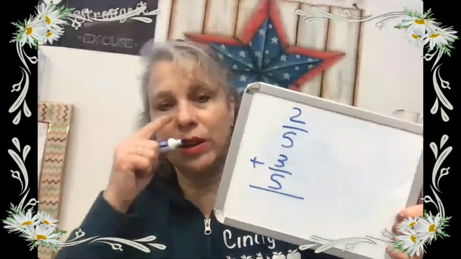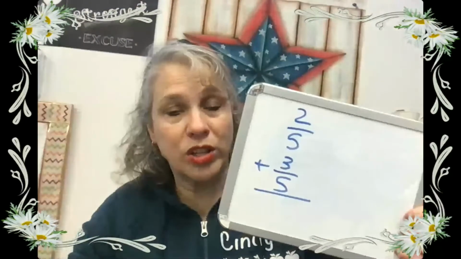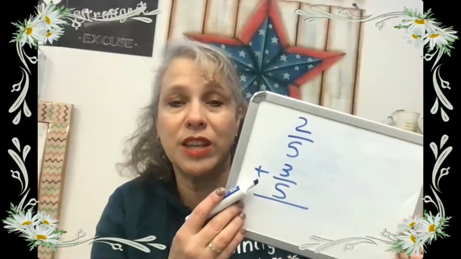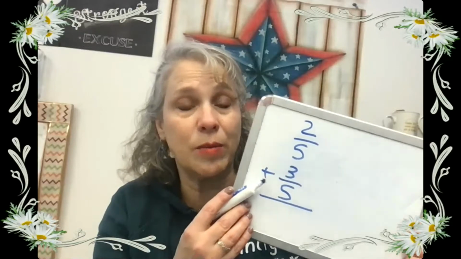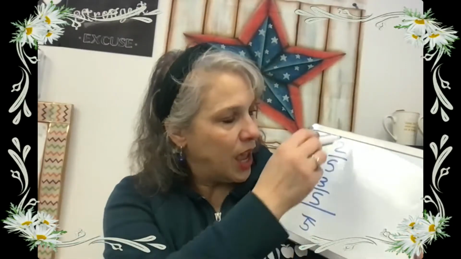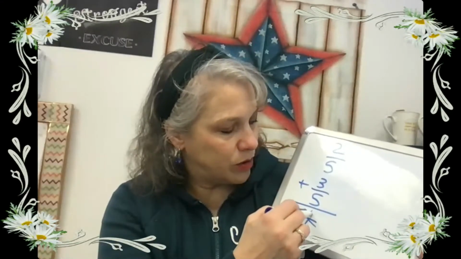Now I can add horizontally like I just did. I could also add vertically. Sometimes you'll see the question horizontally going across, and sometimes you're going to see it vertically like this. You do it the same way. I keep my denominator the same and I add the numerators. 2 plus 3 is 5, and 5/5 equals 1. All right, so that's easy, isn't it?